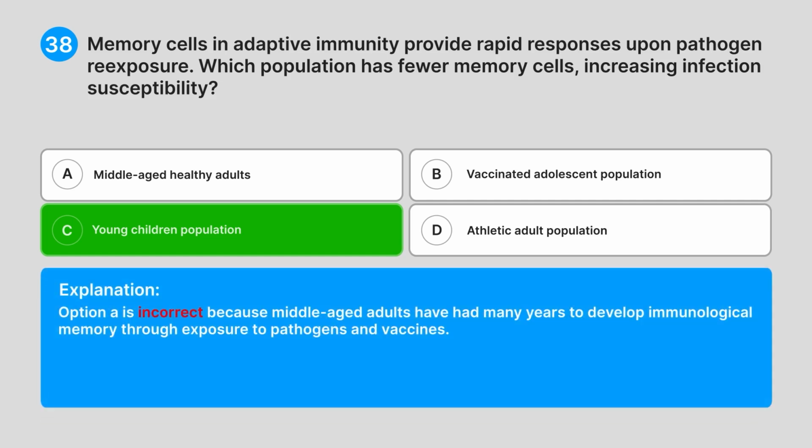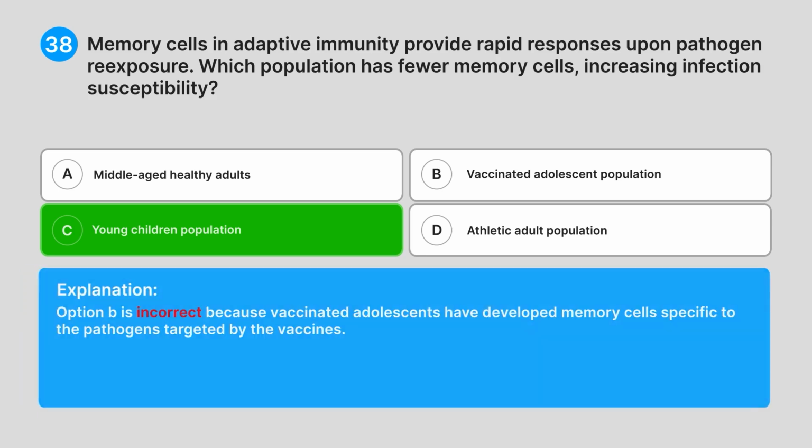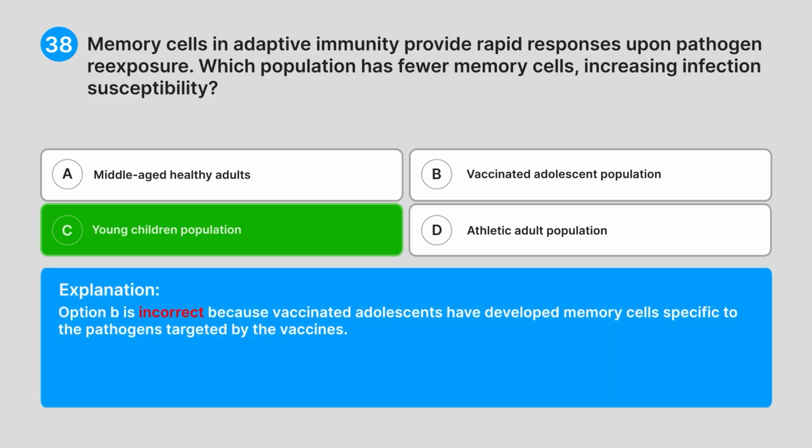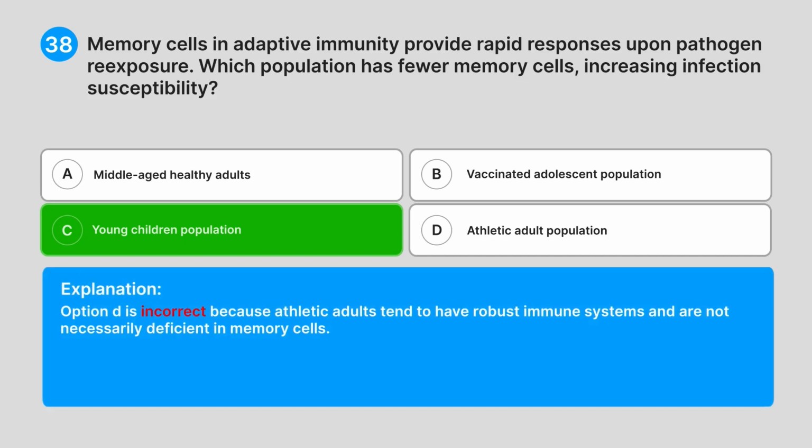Option A is incorrect because middle-aged adults have had many years to develop immunological memory through exposure to pathogens and vaccines. Option B is incorrect because vaccinated adolescents have developed memory cells specific to the pathogens targeted by the vaccines. Option D is incorrect because athletic adults tend to have robust immune systems and are not necessarily deficient in memory cells. Young children face a unique immunological challenge.